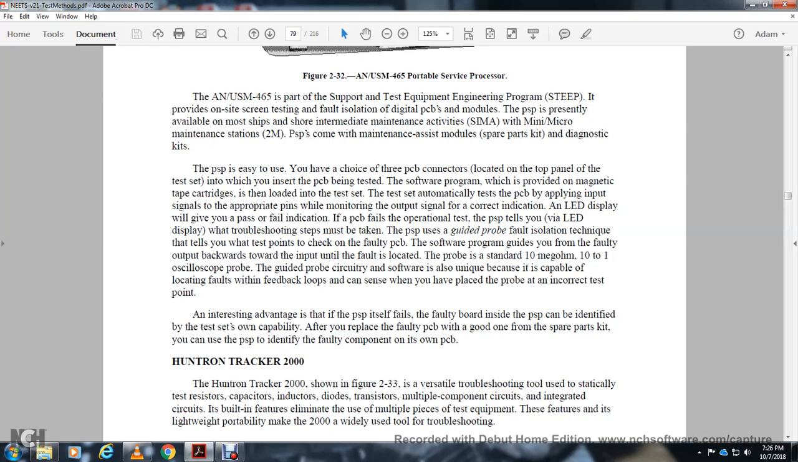An interesting advantage of the PSP is that it can test itself, finding a fault on the PSP board and identifying it with the test capability. It replaces the faulty circuit board. Use the spare part kit with the PSP to identify the faulty component on the PSP circuit board.